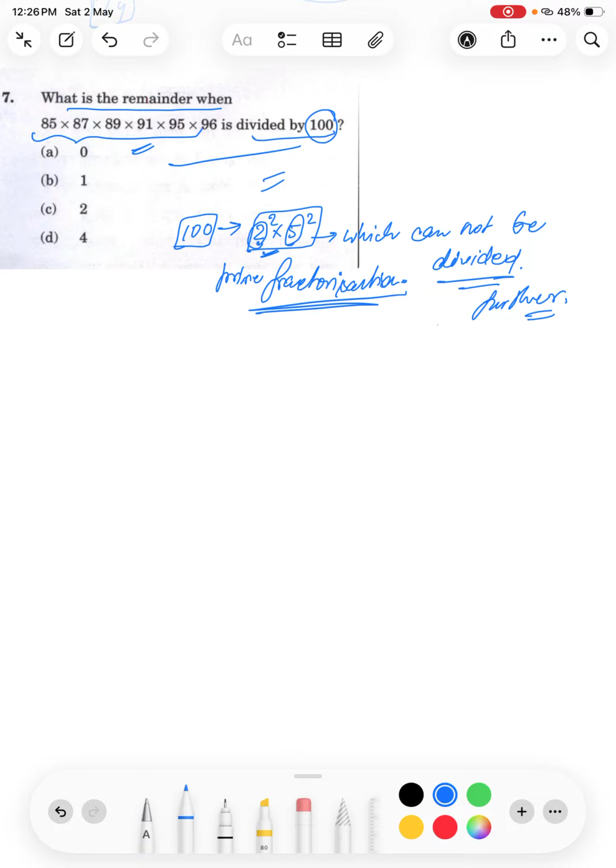So that we are able to see what all prime numbers which cannot be divided further are involved to make up this big number. Right. So we have two twos and two fives.